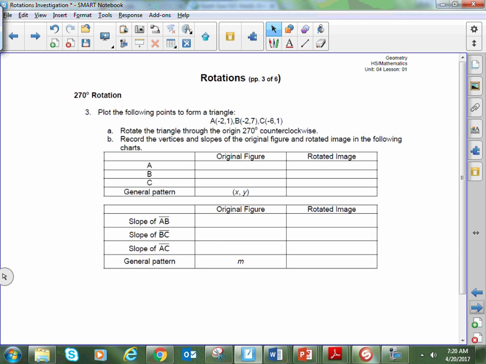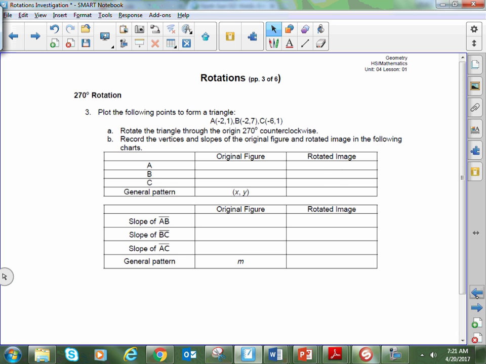Now finally, 270 degrees counterclockwise would give us coordinates here. And the general pattern that we're looking at for our rotated image, in this case, the x and y coordinates do get transposed again. However, the x coordinate is the one that has the sign change on it. So x and y trade places, and whatever the x coordinate value was, we take its opposite value. And just like with the 90-degree rotation, here we are going to have slopes that would be opposite reciprocals of each other.